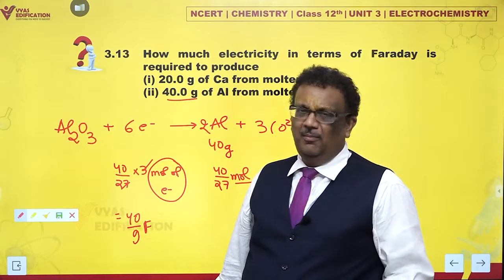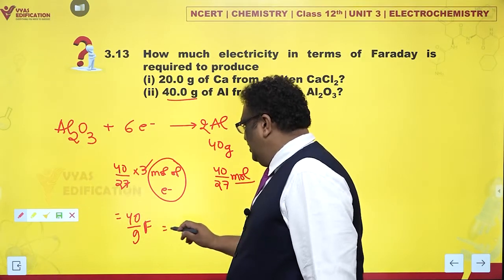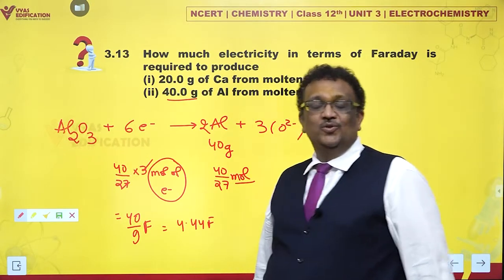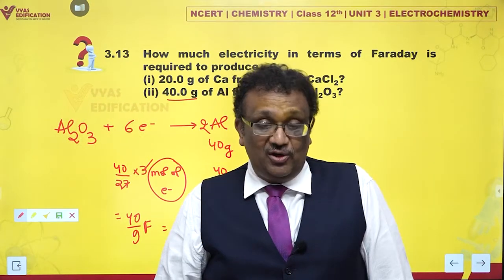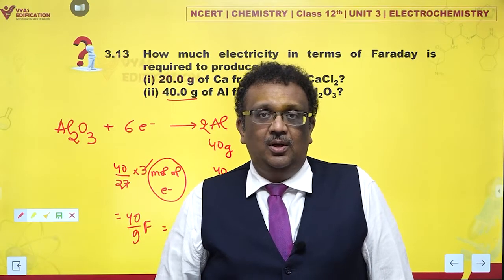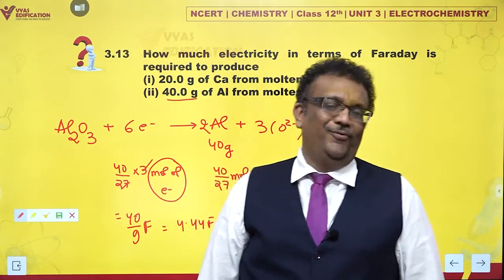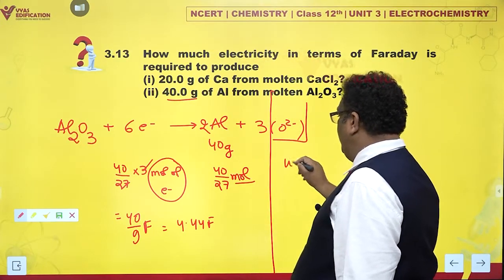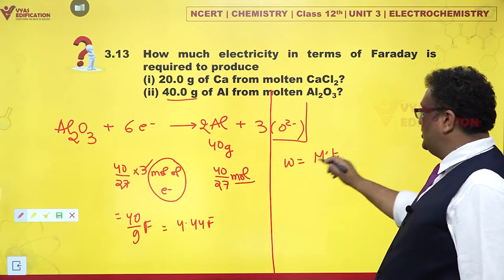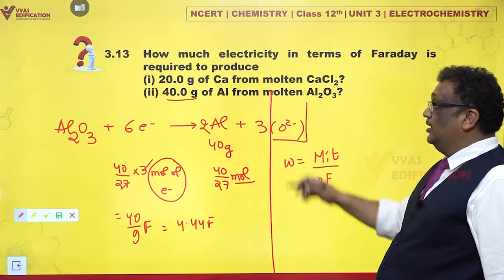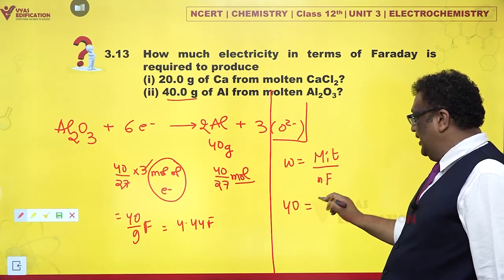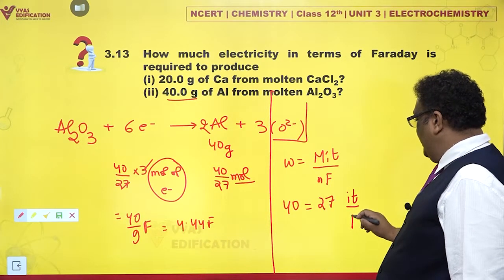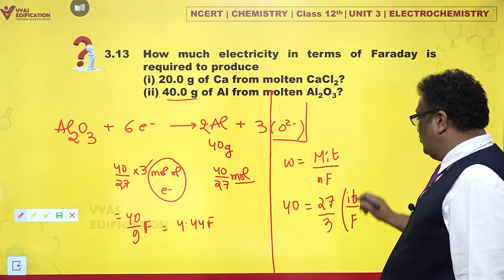How much is that? Let me just divide that. That's not a big deal. I think this is 4.44 Faradays. So 4.44 Faradays of charge is required in the second case. Oh my God, you didn't use the formula? If you want, I can do that again, no problem. So the formula would run like this. W is M I t by n F. W is 40 grams. M is 27, the atomic mass of aluminium. I t by F will remain as it is. And n has a value of 3.